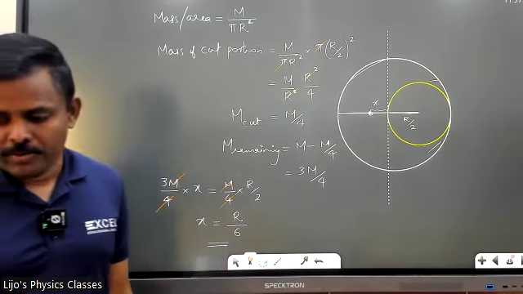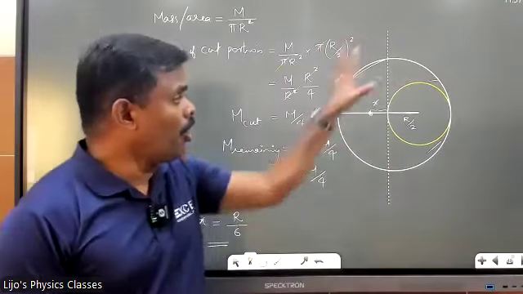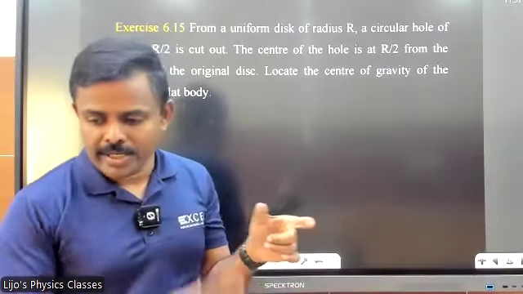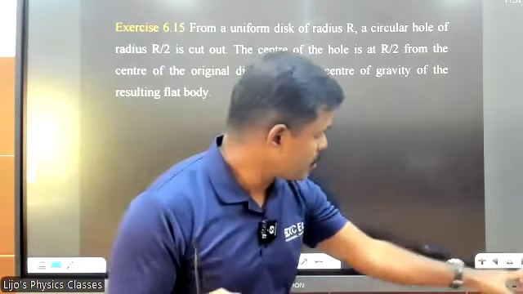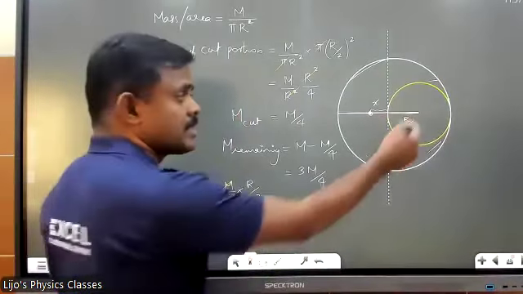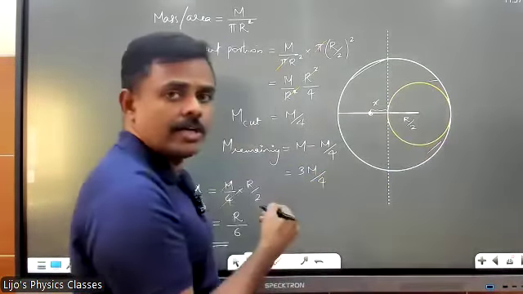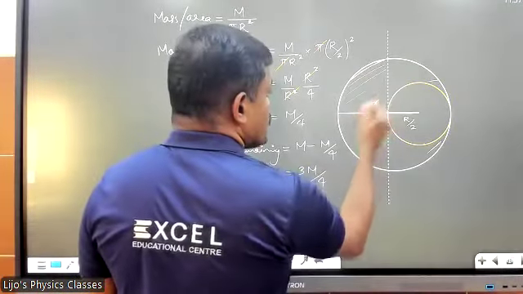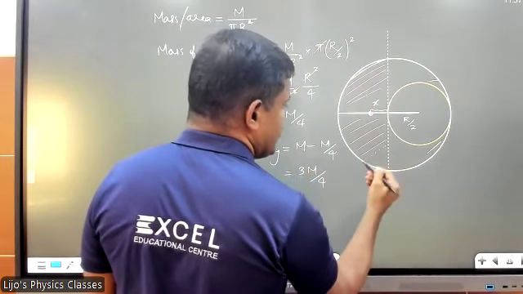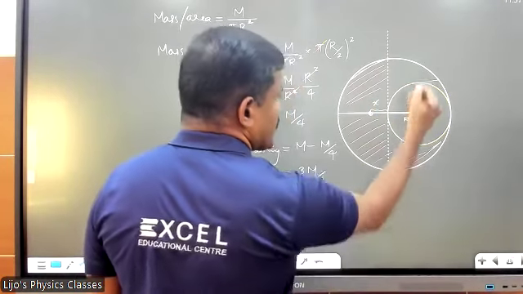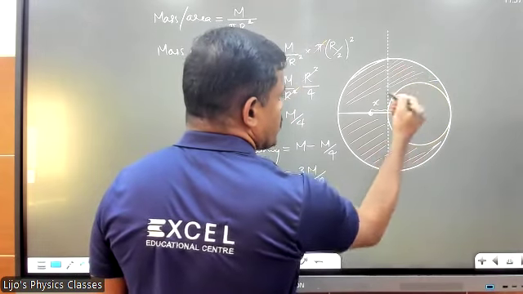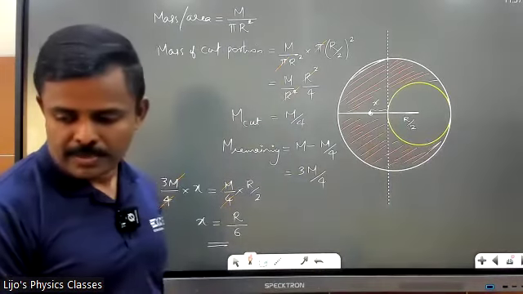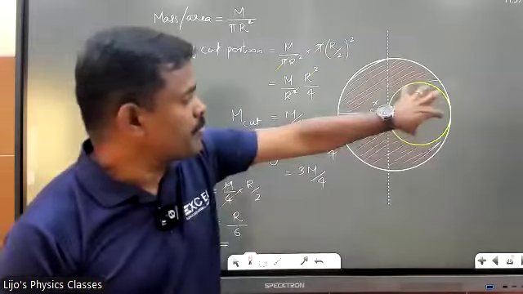So first of all, what is the question here? We have a whole disk whose radius is capital R, and you are cutting a portion out of it, like this, a portion with radius equal to r by 2. Now, this shaded area is the remaining portion. The cut portion is the unshaded region.